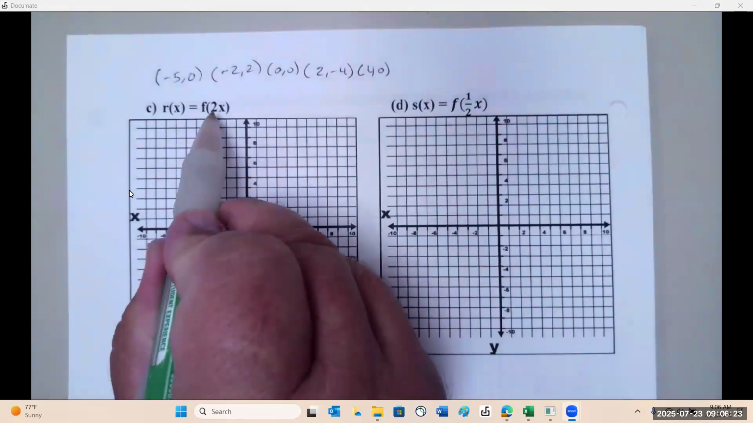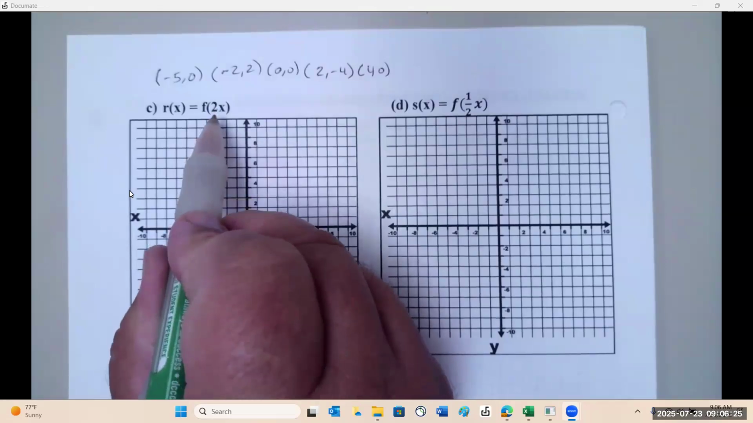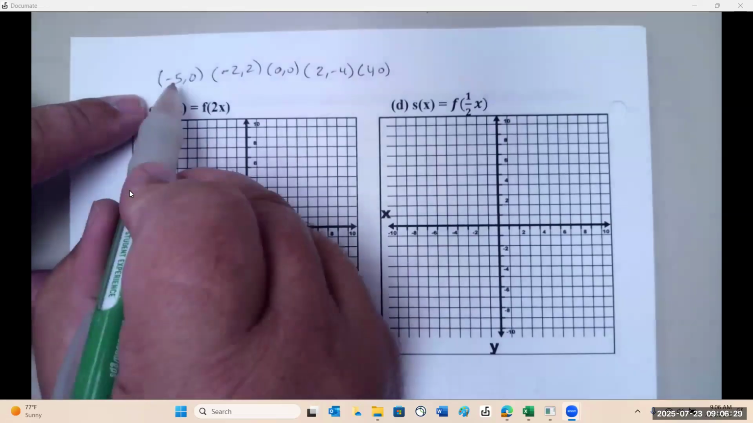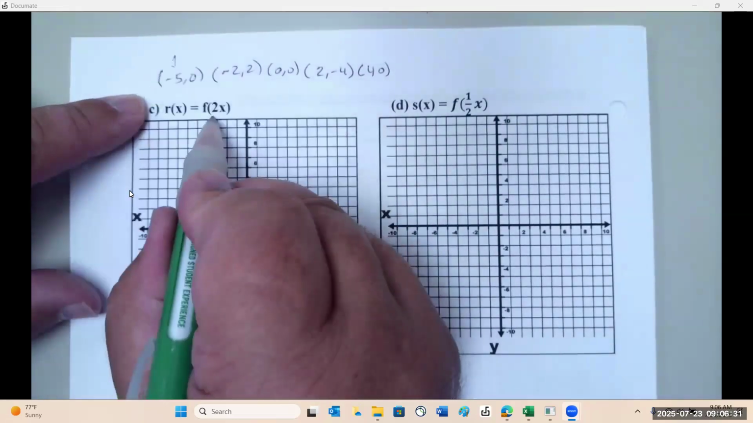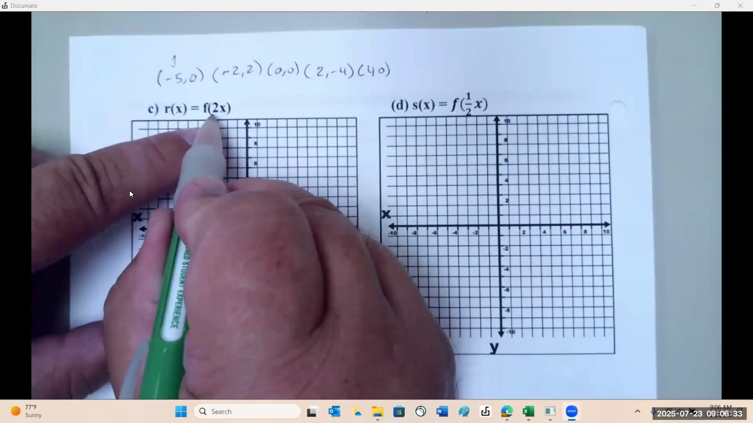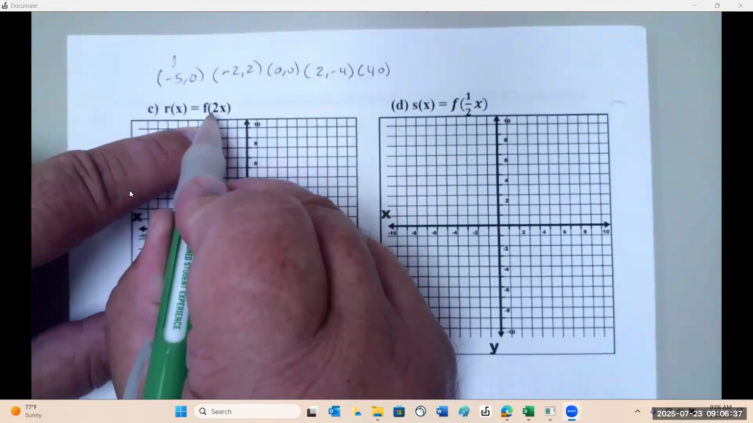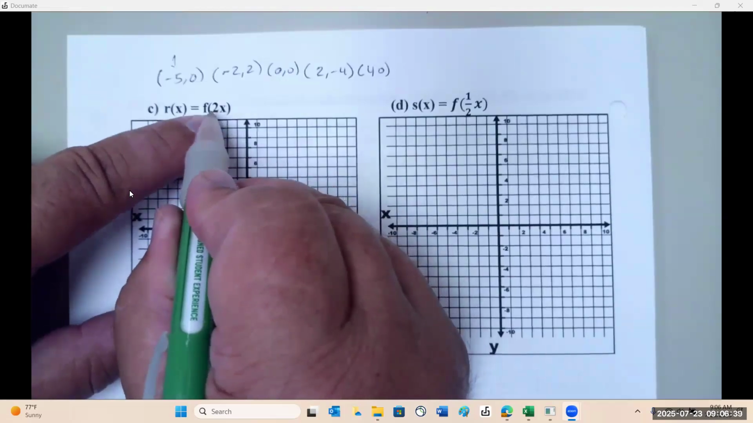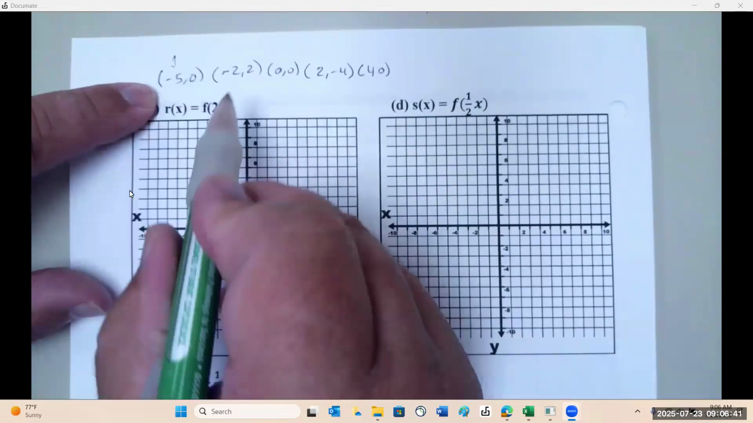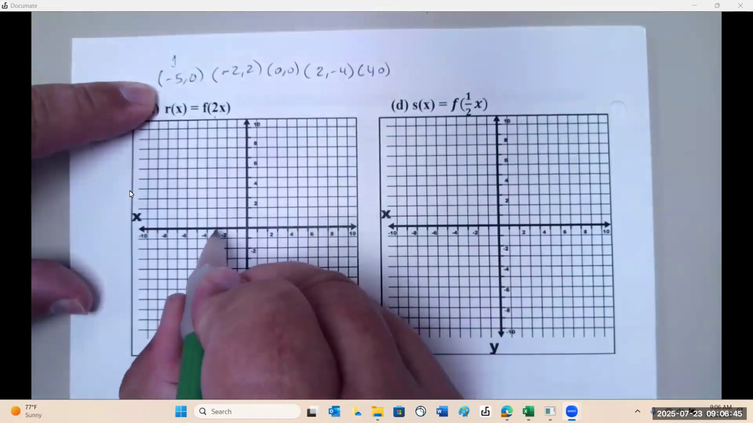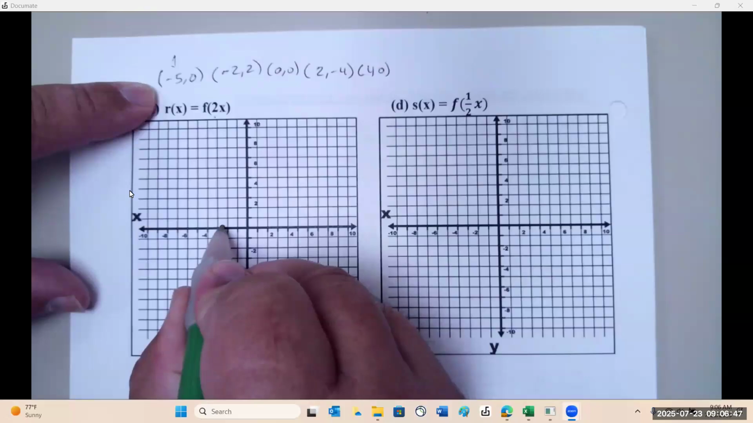So since it's inside, what does it affect? The X or the Y? The X. What do I do to the X values? Since it's opposite, this is multiplied, so I divide. This is an integer, so I divide. What is -5 divided by 2? -2.5, which is right about there.